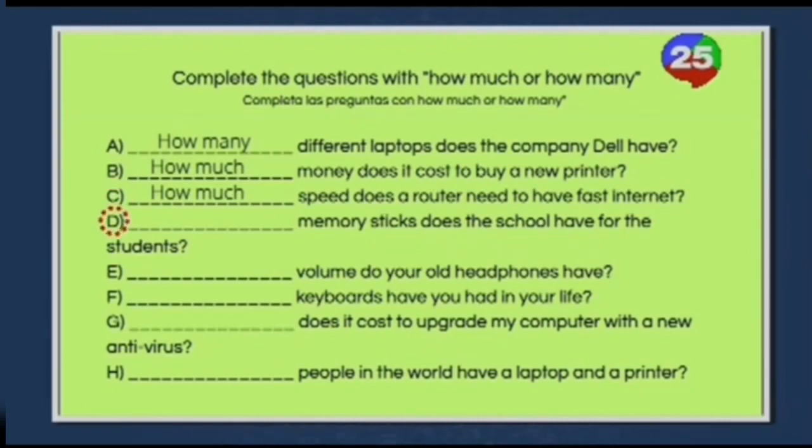Letter D. How many? How many memory sticks does the school have for the students?